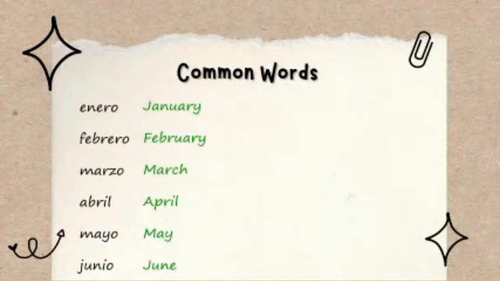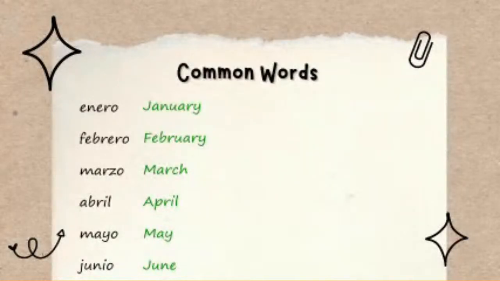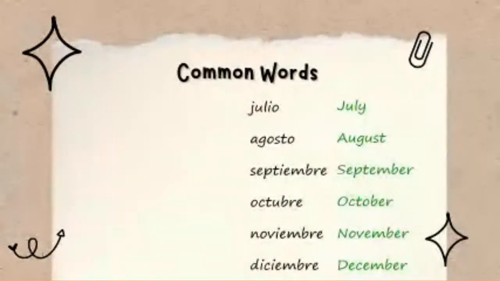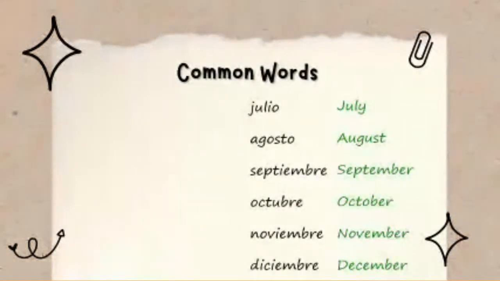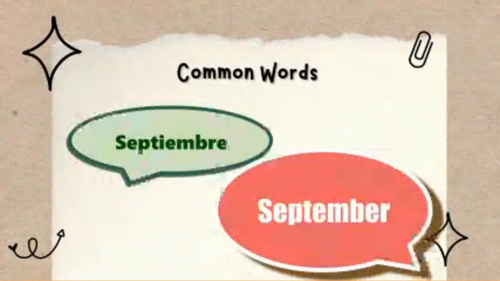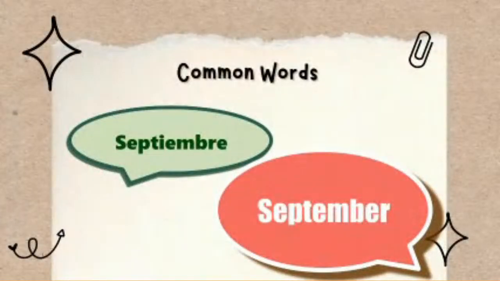Enero, January. Febrero, February. Marzo, March. Abril, April. Mayo, May. Junio, June. Julio, July. Agosto, August. Septiembre, September. Octubre, October. Noviembre, November. Diciembre, December. As you can tell, many of those months are very recognizable as they are close to what the English spelling is.